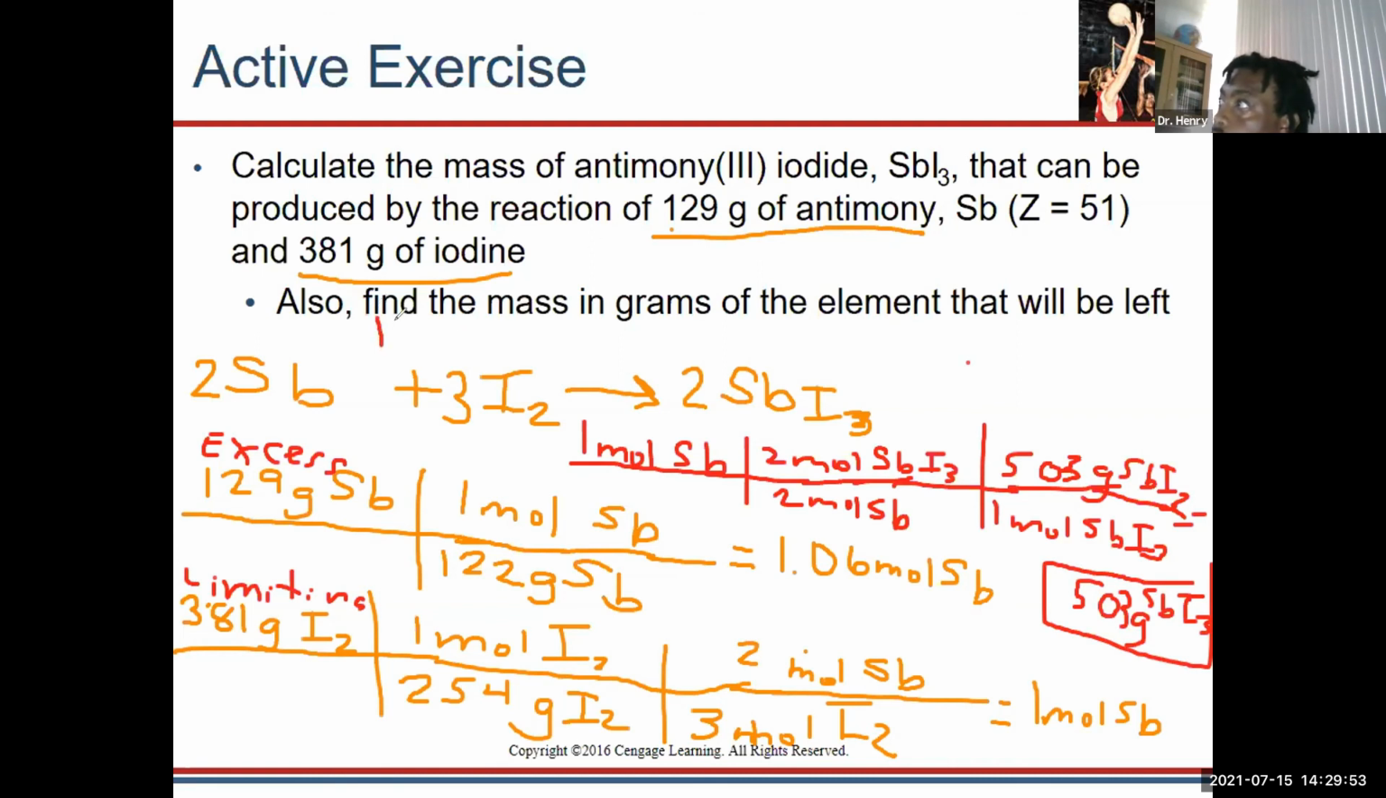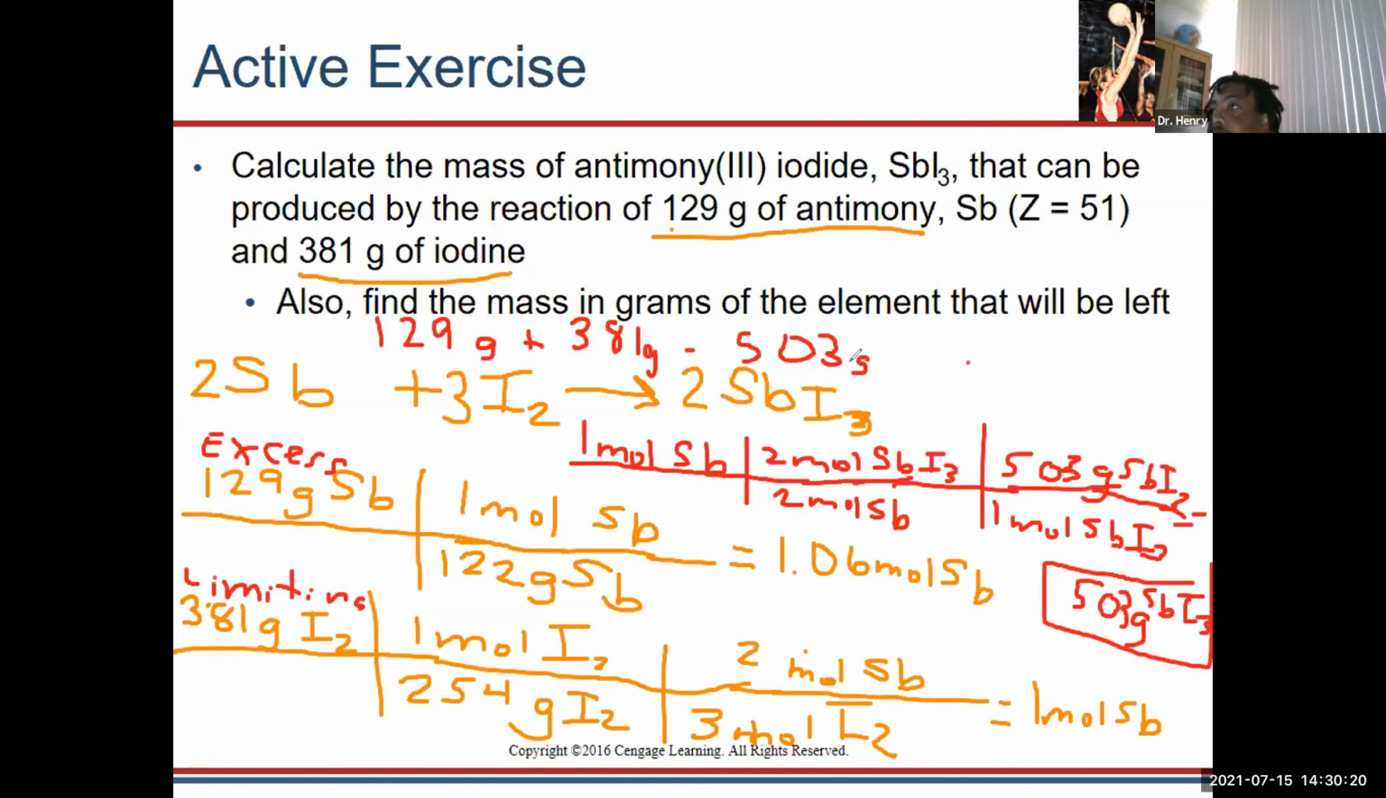We could add all of these together. So that's 129 grams plus 381 grams, and then minus 503 grams, because this is how much we actually produced of our product, and that would tell me how much would be in excess. So based upon the law of conservation, what you put in, you've got to get out.